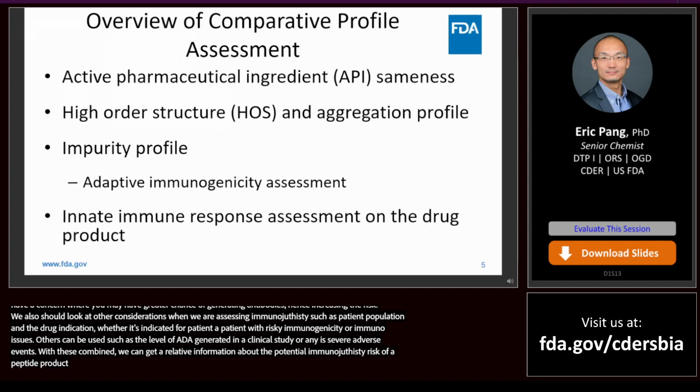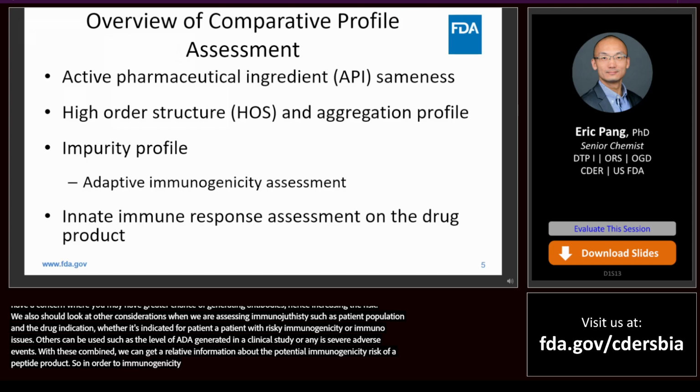So in order to minimize the risk and ensure that the follow-on peptide products are not higher clinical risk, including the risk of immunogenicity, we will want to see comparative analysis showing no clinically meaningful differences. And these comparative analyses would include both analytical testing as well as functional and cell-based assays. API sameness should be demonstrated for all generic products, not just for peptides.